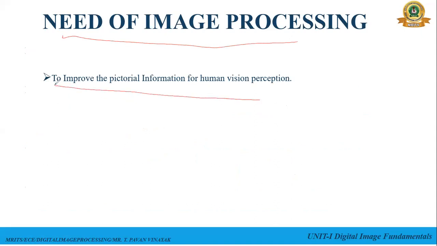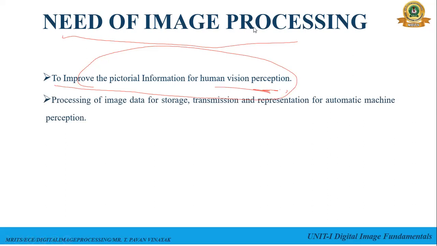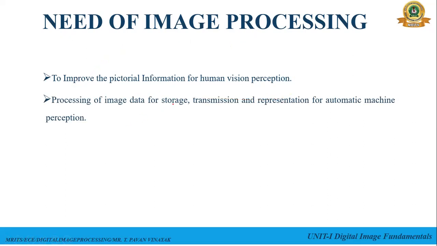For improving the pictorial information for human vision purpose. And next one is for data storage, transmission, and representation for automated perception, meaning for computer vision purpose. This is for human vision, and this is for computer vision.